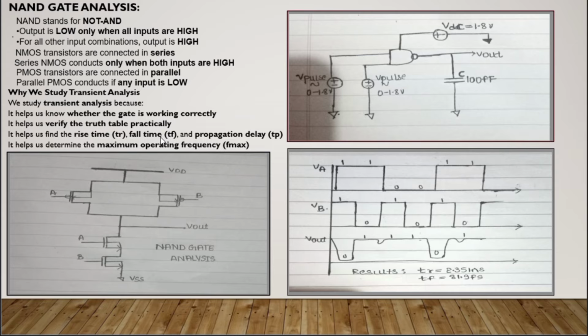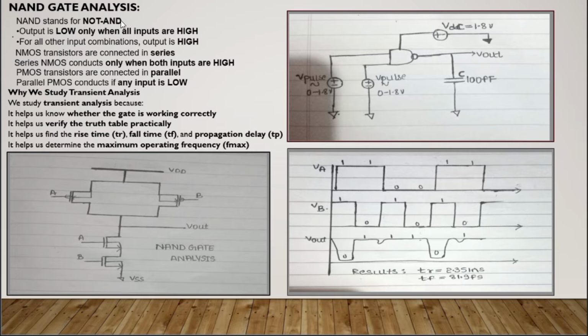At the end of the video, you will get a clear picture of the design and the schematic of the NAND gate, how to do the transient analysis, and what the uses of doing the transient analysis are. You can find the TR, TF, propagation delay and Fmax, and verify your truth table practically.